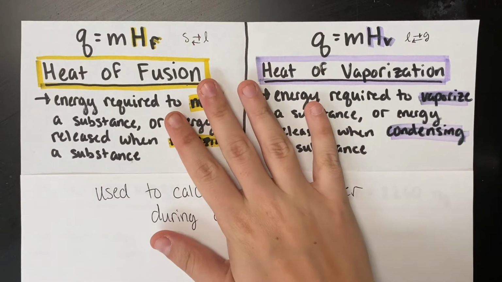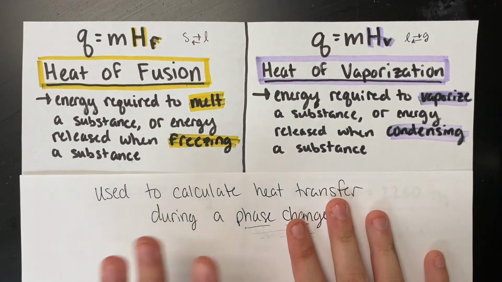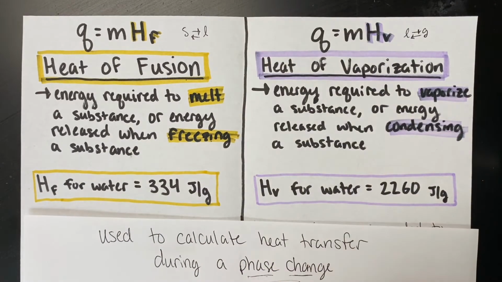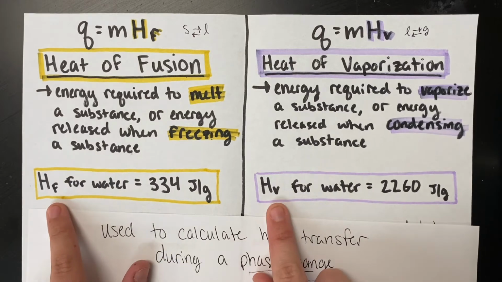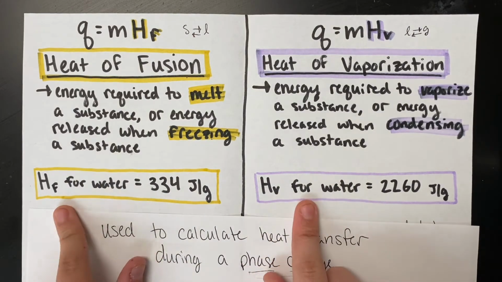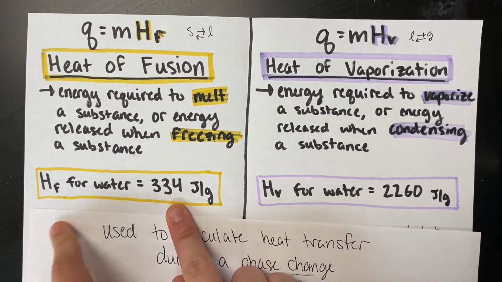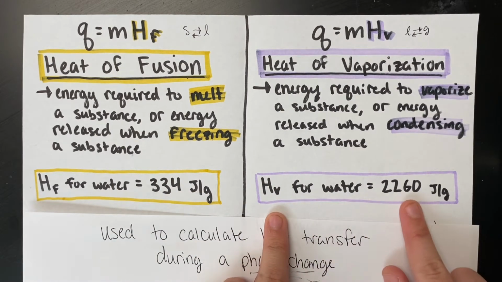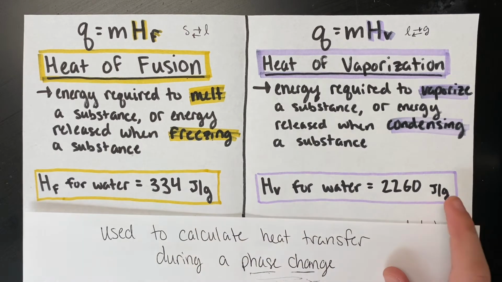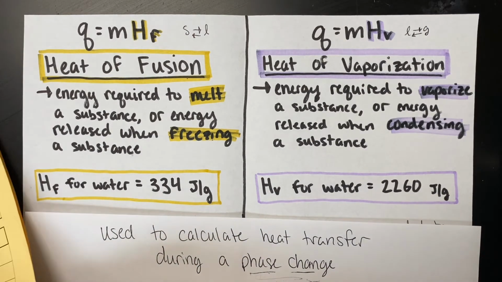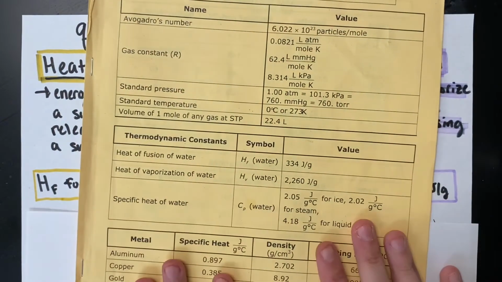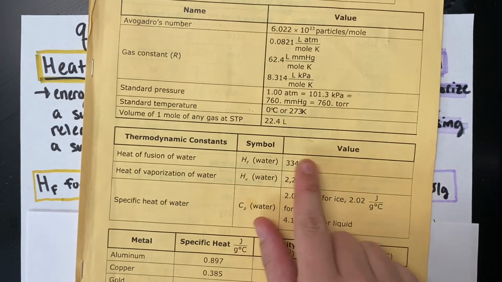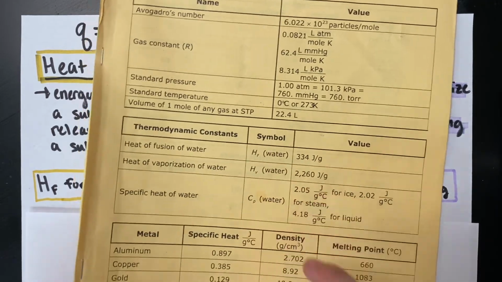For the most part, all that we need to worry about is doing these calculations for water. So we have two known values for H with water. We have the HF for water, which is 334 joules per gram, and the HV for water, which is 2,260 joules per gram. And these can both be found in your reference packet under thermodynamic constants. We have the heat of fusion of water and the heat of vaporization of water.